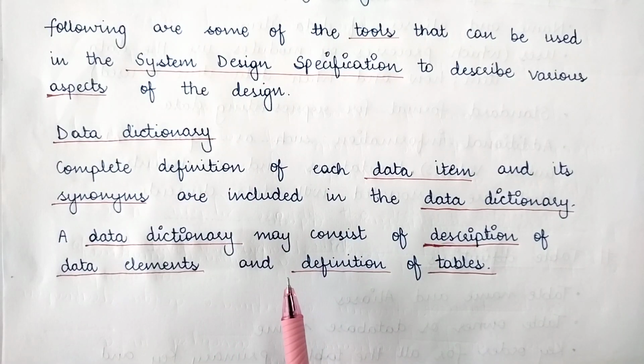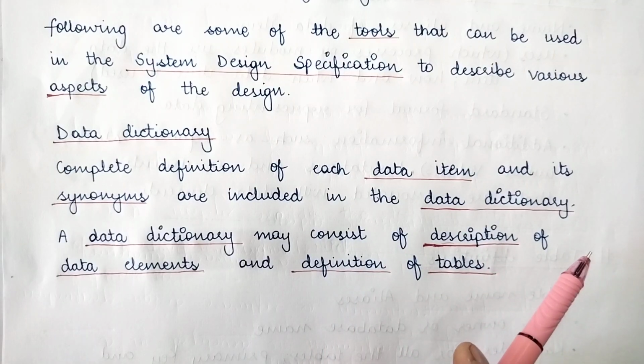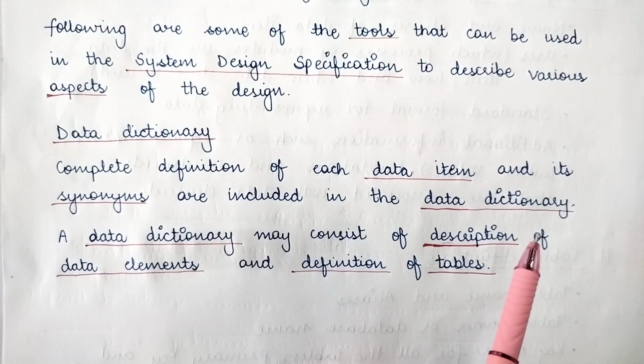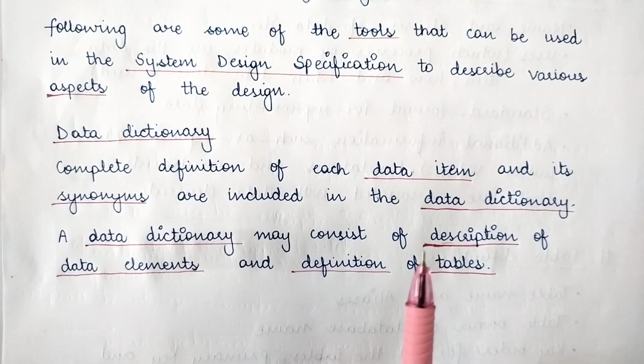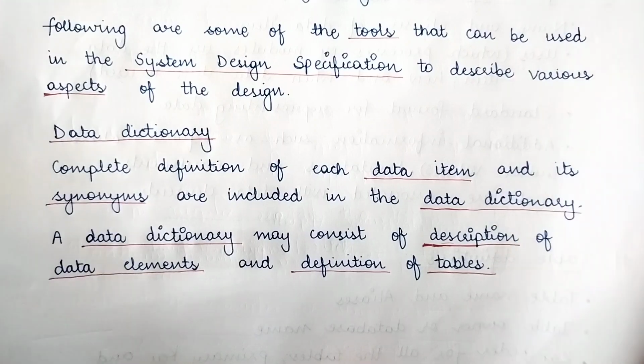For example, the data element is faculty computer science. The description for that would be given in the data dictionary, which would tell that this is for the faculties who would be taking classes in the computer science course. So the data entities, their synonyms if they exist, and the descriptions about those data entities, that means what those data entities are doing here, would be given in the data dictionary.